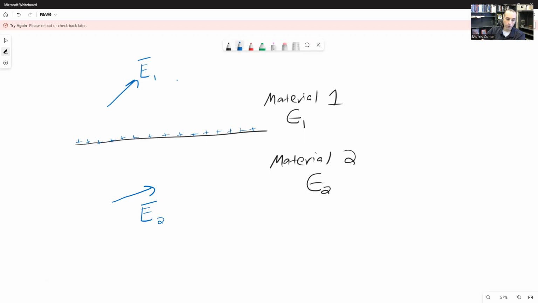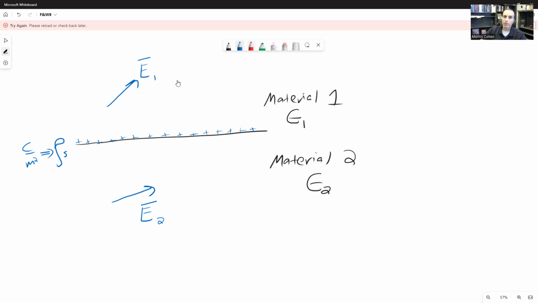Then there may be surface charges that build up. And we're going to call that rho S, right? Where rho is the charge density along the surface. It's going to have units of coulombs per meter squared, right? So boundary conditions are basically going to help us directly relate these things to each other.